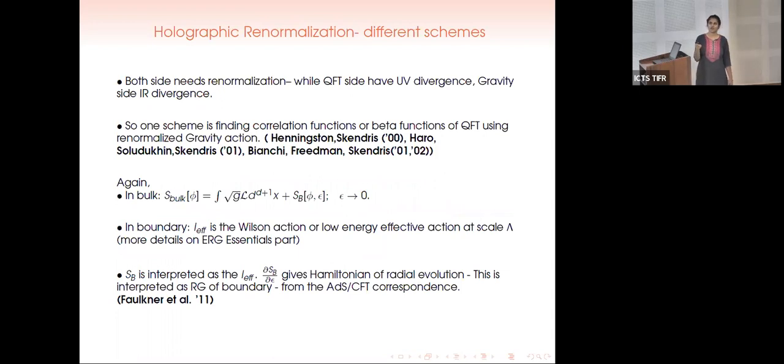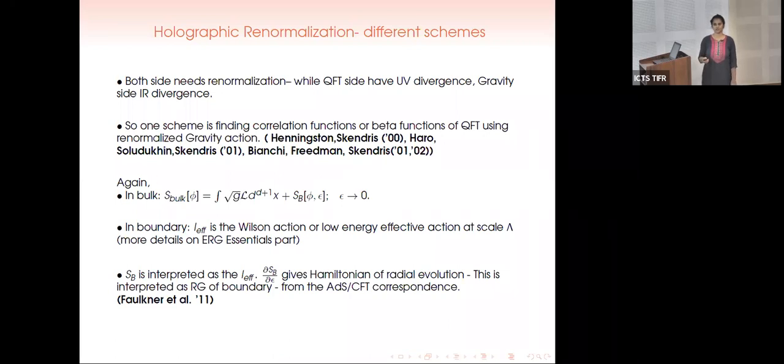Okay. Now holographic renormalization. In AdS/CFT both sides need renormalization: the QFT side has UV divergence, while the gravity side has IR divergence. So one scheme is finding correlation functions or beta functions of the QFT using the renormalized gravity action. This line of work was done by Henningson, Skenderis, de Haro, Skenderis and all their collaborators in 2001 and 2 years after.